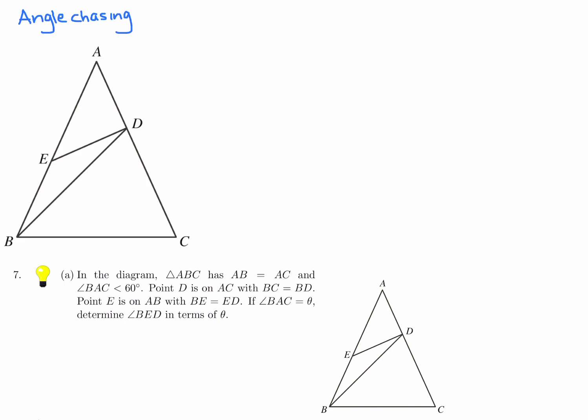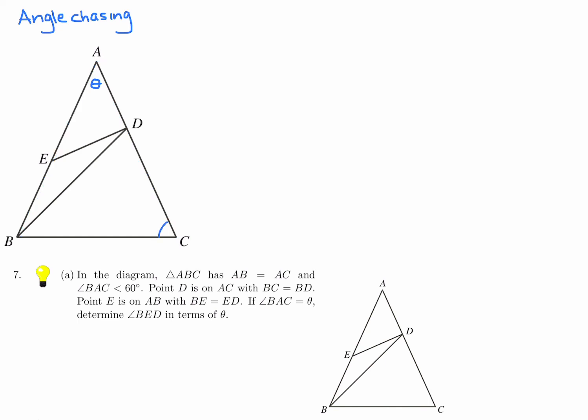This is a question that involves angle chasing. So we are given one angle, and that's BAC, and that is theta, and we have to figure out all the other angles in terms of theta. So we are given some clues that will help us, of course. So let's begin. First of all, we know for a fact that AB is equal to AC. So AB is equal to AC. That means that is an isosceles triangle.